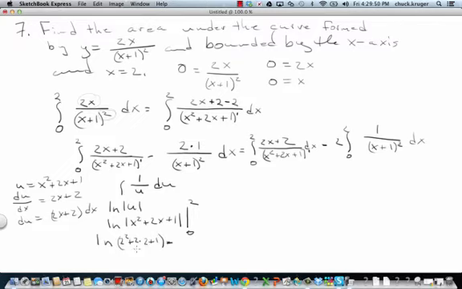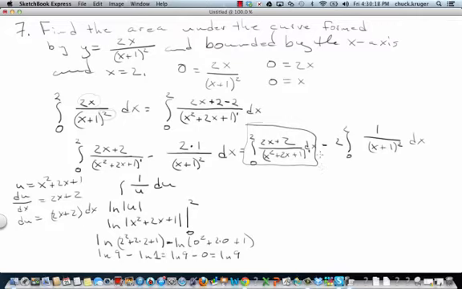minus, remember that's my b minus a, and I'm going to have 0 squared plus 2 times 0 plus 1. And so I have the natural log of 9 minus the natural log of 1, and the natural log of 1 is 0, so I have the natural log of 9 minus 0, which is equal to the natural log of 9. Alright, so that takes care of this part right here.